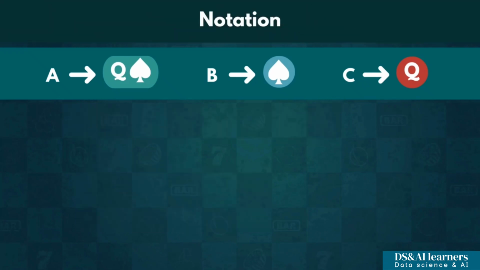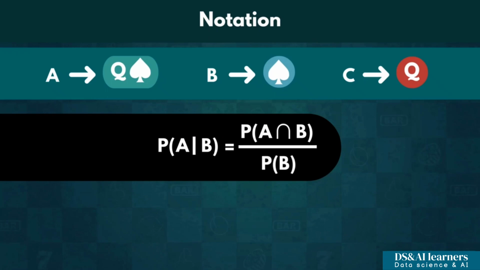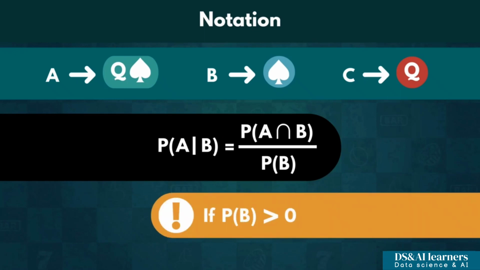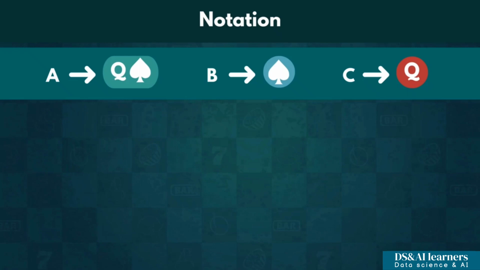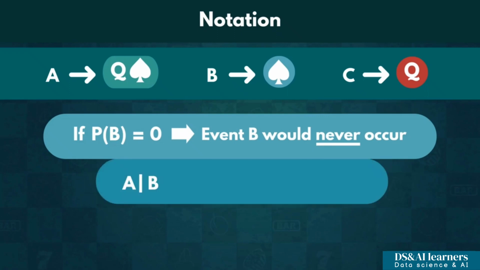Let's formalize these observations with a formula. By definition, the conditional probability of an event A given an event B equals the probability of the intersection of A and B over the probability of event B occurring. This holds true only if the probability of event B is greater than 0. And logically so. If P(B) is equal to 0, then event B would never occur. Thus, A given B would not be interpretable.